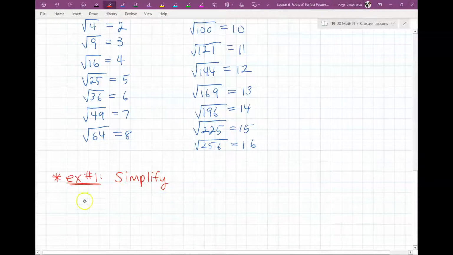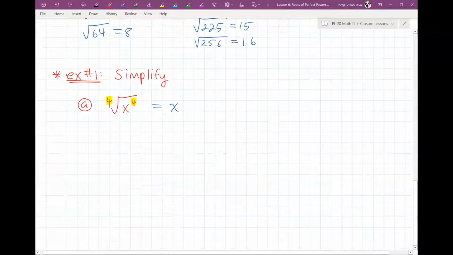Okay, so part A. We'll take the 4th root of x to the 4. Now notice, for this one, the index matches the power. So according to the definition, your answer should just be x, because the radicand is just going to disappear. So that's the first one.